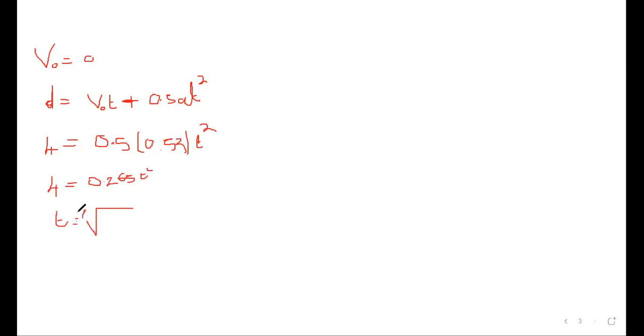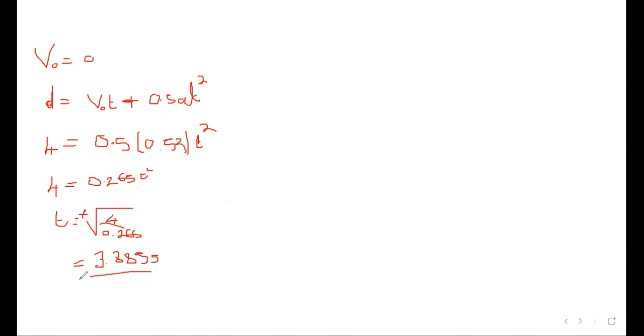Then our time in this case will be equal to the root of 4 over 0.265. We just need the positive value, since time is never negative. This is going to be 3.885 seconds. Just in case the meeting ends, please join in case I don't finish this question. This is the amount of time it took for the box to fall off.